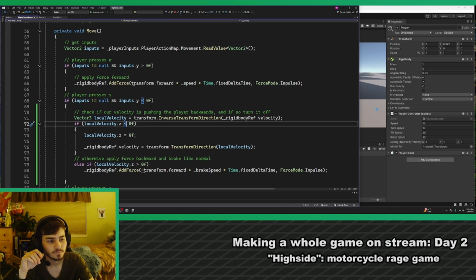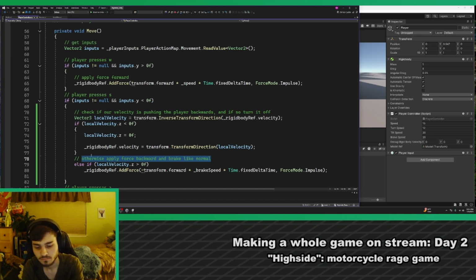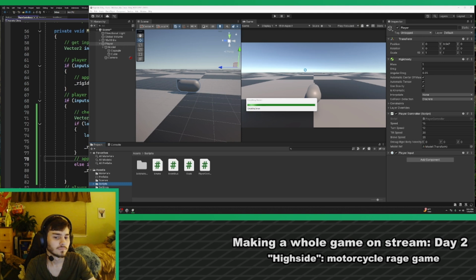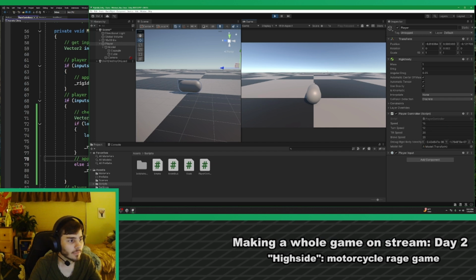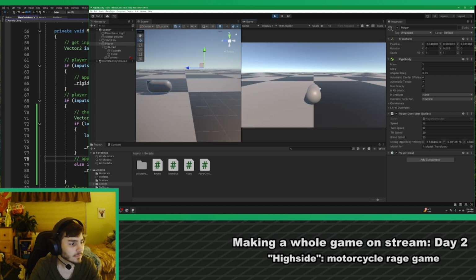I don't think this will change anything, but the aim is that nothing happens when pressing S at stop. It's not what happened.